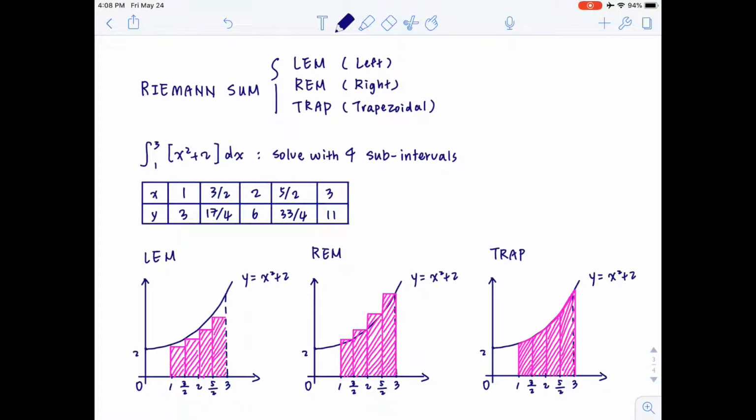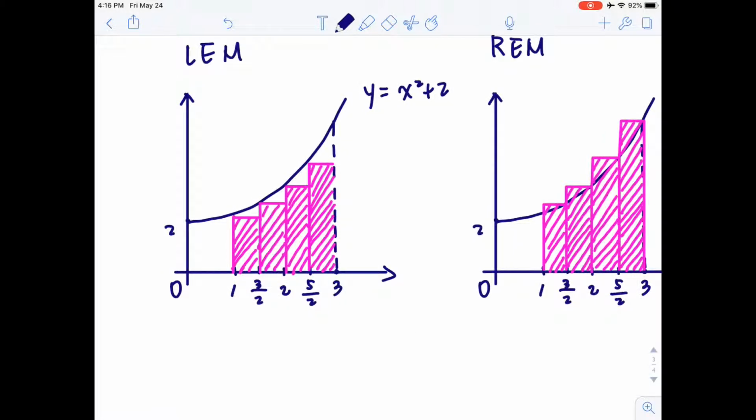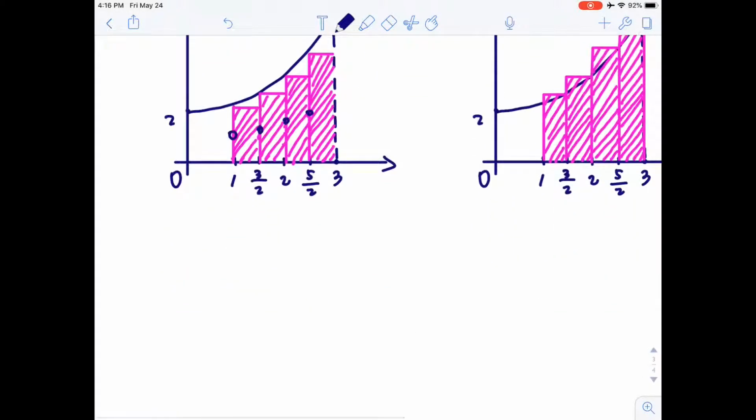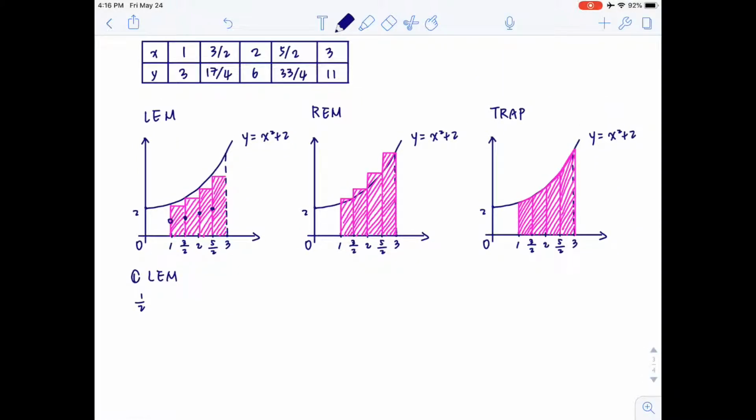in the table. Now let's examine these three different graphs corresponding to LEM, REM, and TRAP. When we're asked to use LEM, we estimate the area under a curve by adding up these four rectangles, and since it's LEM, we are using the height on the left of the interval as the height of the rectangle itself. Since the width, which is the difference between the x values, is 1/2, we solve for the areas of the four rectangles by multiplying width and height.